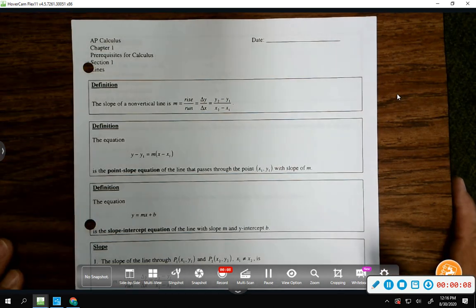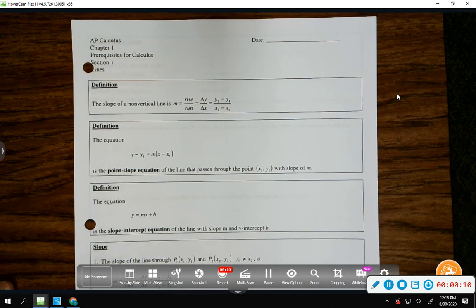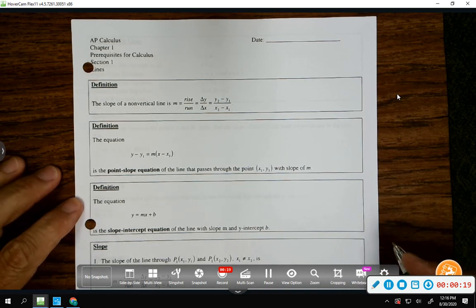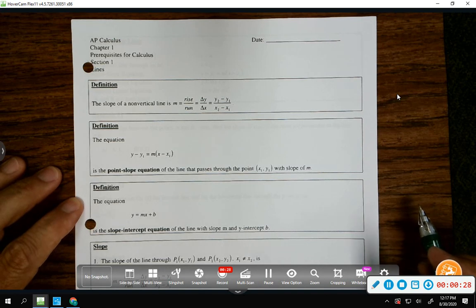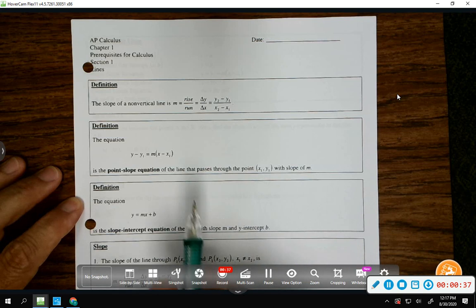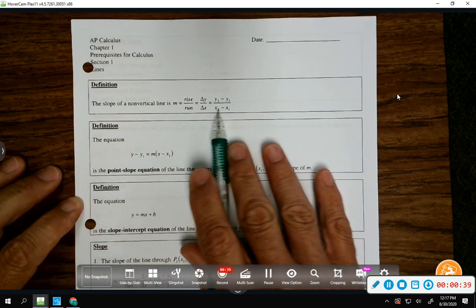Okay, this is a recording of AP Calculus Chapter 1, Section 1 on lines. Everything we're going to do in calculus is really going to stem from the beginning of this first section. In calculus, first semester focuses on what's called a derivative. And a derivative is essentially the same thing as slope. It's the instantaneous slope of a curve at any point. So it's all going to start with this slope formula.